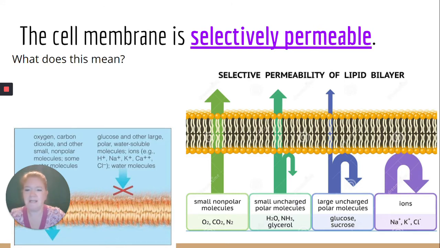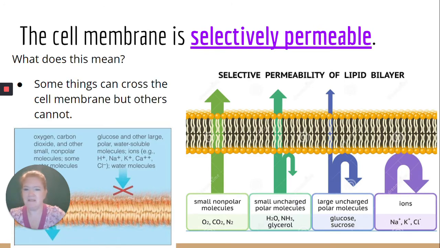So what does selectively permeable mean? It means some things can get across the cell membrane, but others cannot. And primarily, it's based on size. Little things can cross easily. Bigger things just cannot.